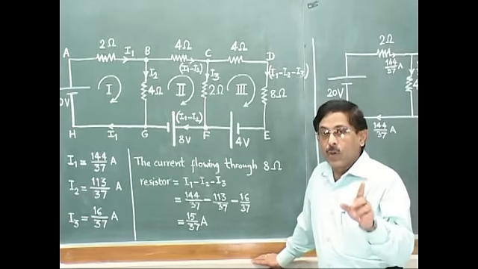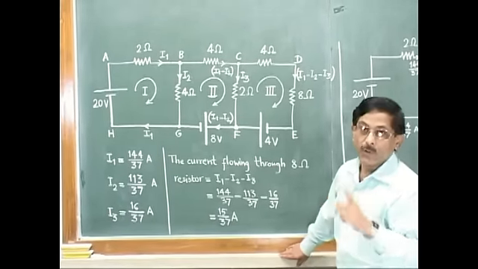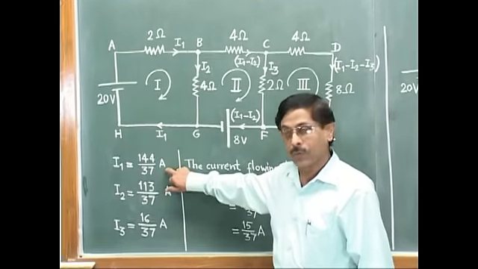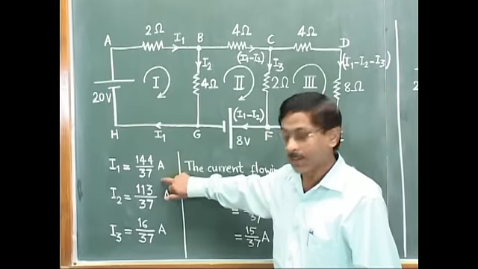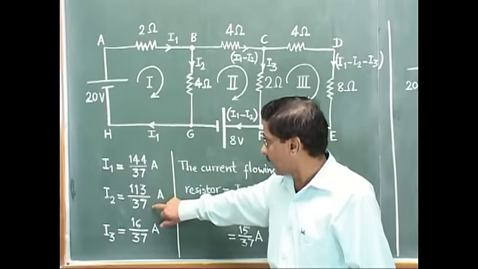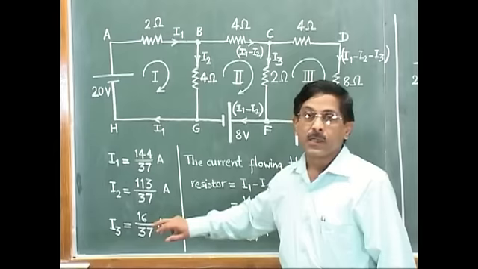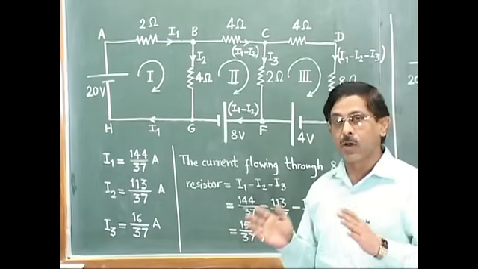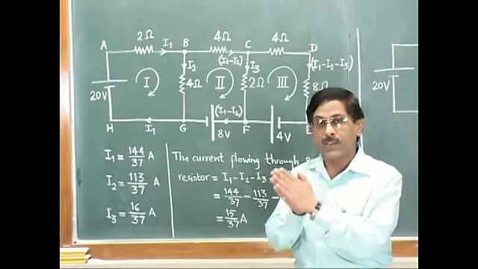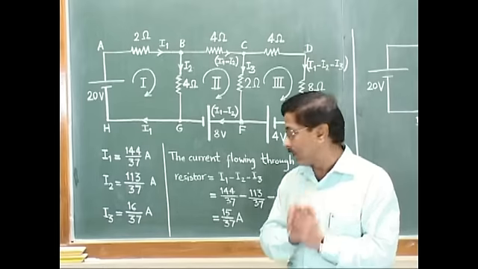So, after solving those three equations, finally we arrive at these answers, okay? Current I1 value that we get is 144 by 37 ampere. I2 value, we get 113 divided by 37. And I3 value, we get 16 by 37. Now, let these values be plus or minus, positive or negative. You just maintain them right now as you have obtained them, plus or minus. No need to change it.